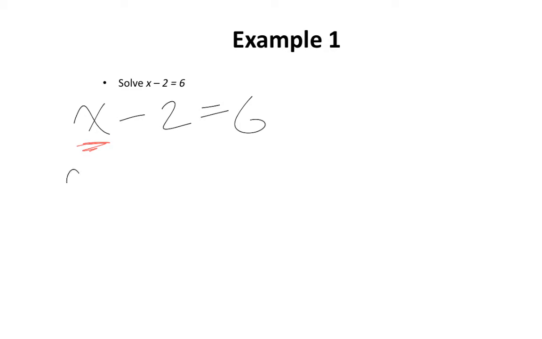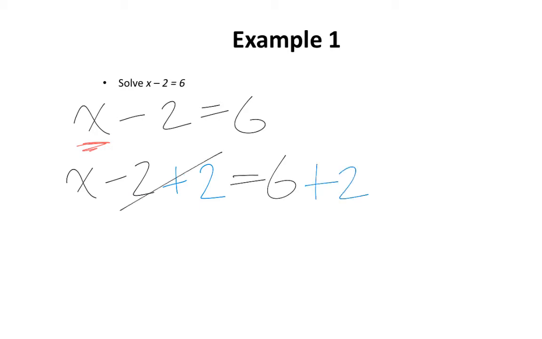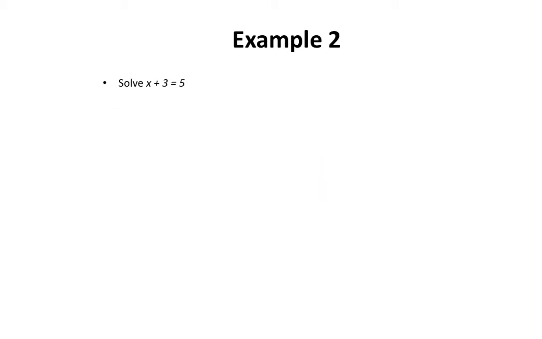So that becomes x minus 2 plus 2 equals 6 plus 2. Subtract 2 plus 2 cancels out, which just leaves us x, and 6 plus 2 is 8. Therefore, x is equal to 8.